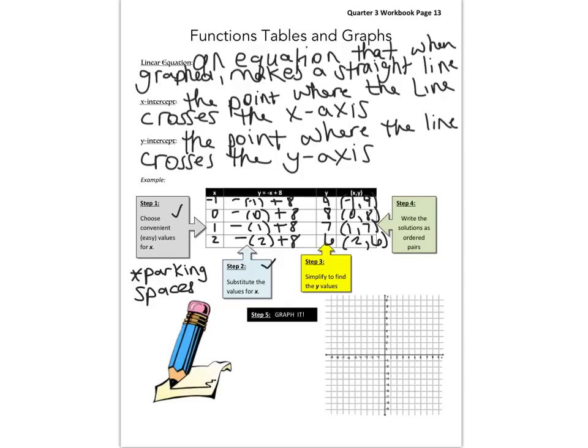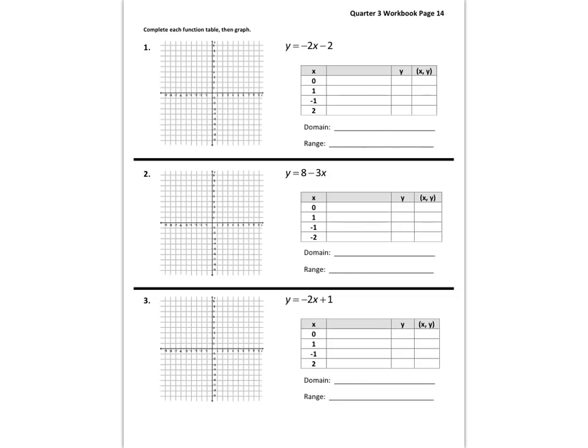Now we graph it. We graph it just like we graphed ordered pairs. So I go over to -1, up to 9, I put a point. I go over to 0, up to 8. Over to 1, up to 7. Over to 2, up to 6. And now look, if I connect them, they make a straight line. This is like your check. If it does not make a straight line, you did something wrong. So you know that you've done it correctly if it makes a straight line. Okay? All right, next page.